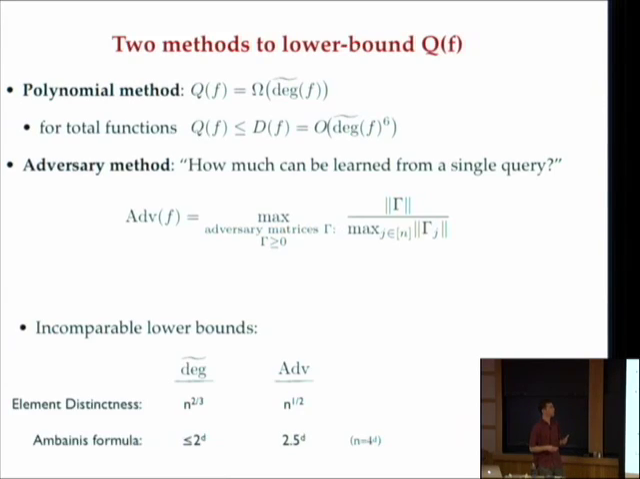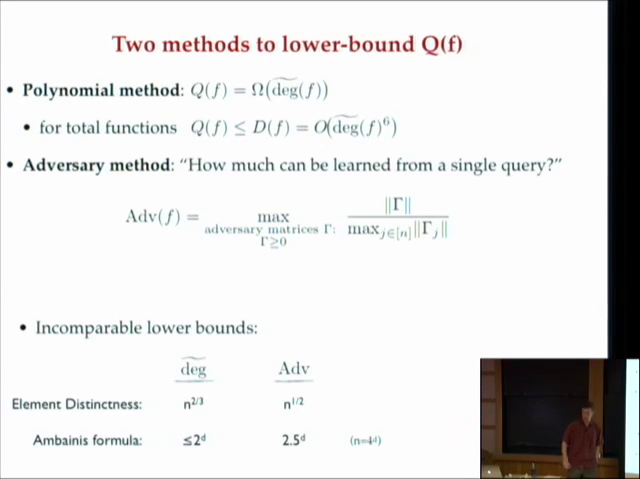So that's the first of the methods we have for lower bounding quantum query complexity. The second one is what's known as the adversary method, which roughly says how much we can learn from the system with a single query. I can go into more detail if you like, but this is what the bound is. It's a semi-definite program. It says maximize over all matrices gamma, that are entry-wise non-negative adversary matrices, I'll say what adversary matrix means in a second, of the operator norm of gamma divided by the maximum operator norm of gamma j.